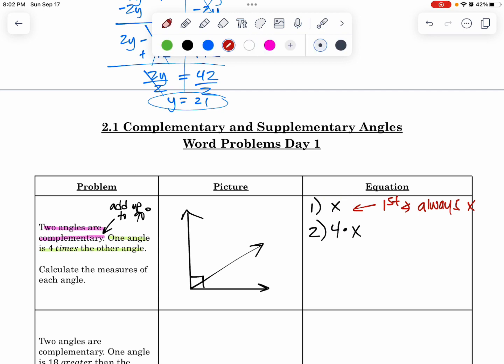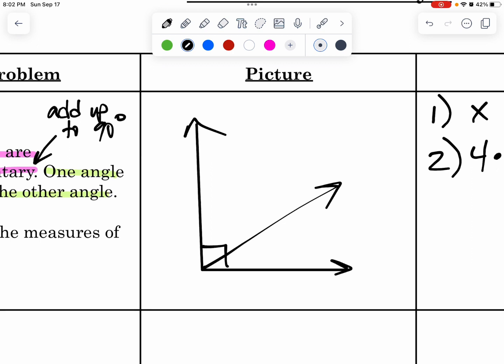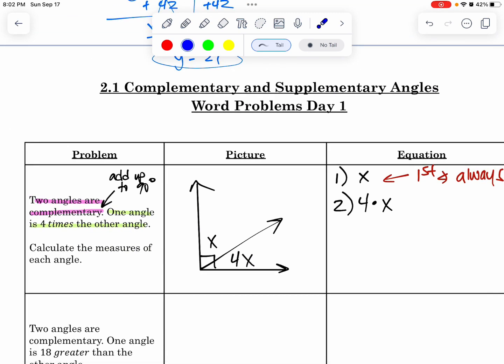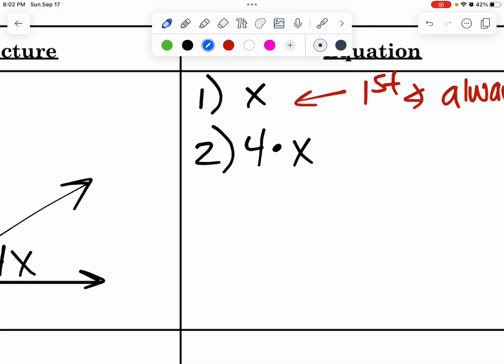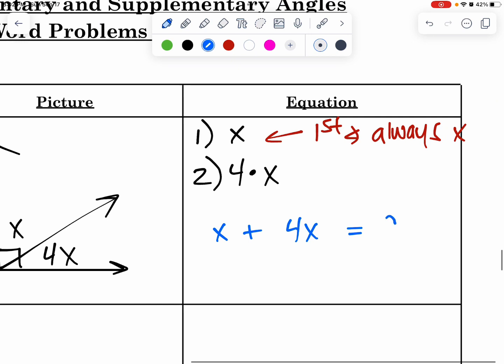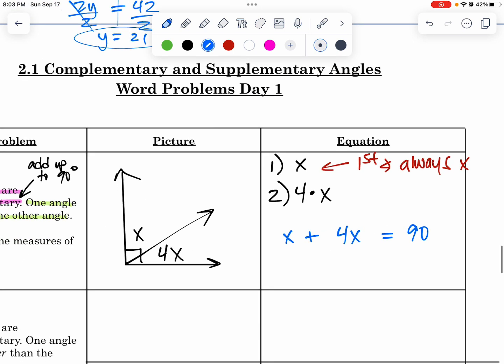Okay, so I'm going to plug those into my picture. The first angle is x, the other angle is 4x. I could have also put the x here and the 4x here. That part doesn't matter. And I know that when I add the two of them together, they're going to equal 90 because they said complementary. Okay, so here's how I'm going to solve this. I'm going to take my first angle, which is x, and add it to the second angle, which is 4 times x, and set it equal to 90. And all I have to do is solve this equation.